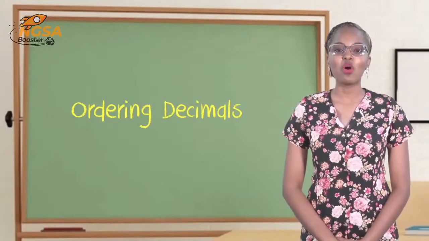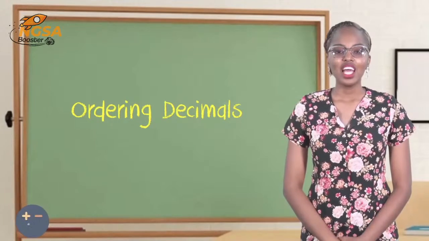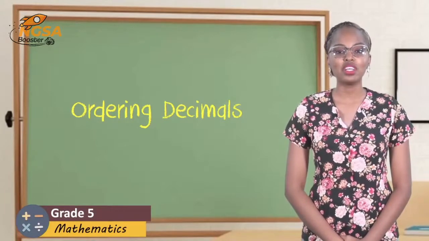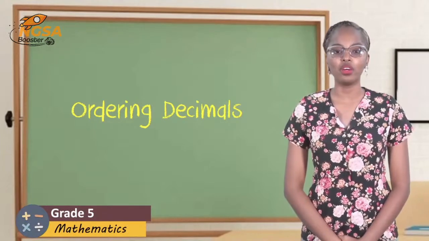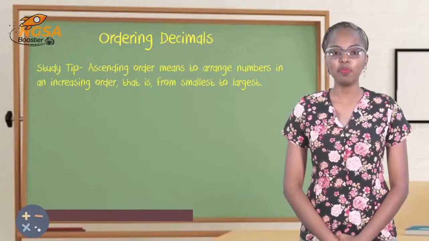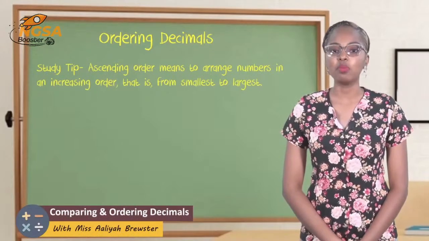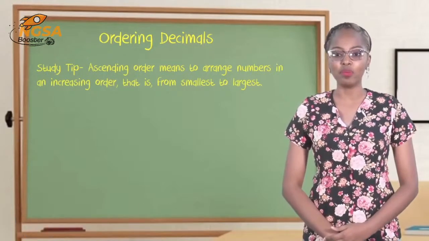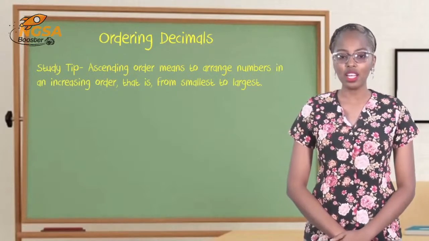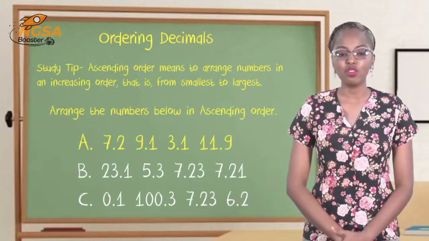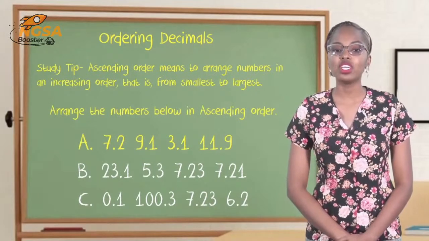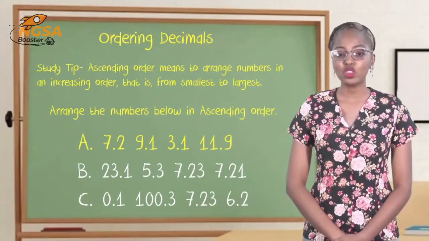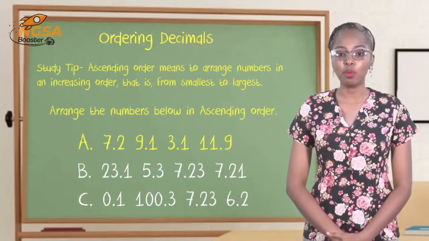Now we can move on to ordering decimals. For this activity, you'll be arranging these numbers in ascending order. One study tip is that ascending order means to arrange numbers in an increasing order, that is, from smallest to largest. For A, the numbers you're given are 7.2, 9.1, 3.1, 11.9.